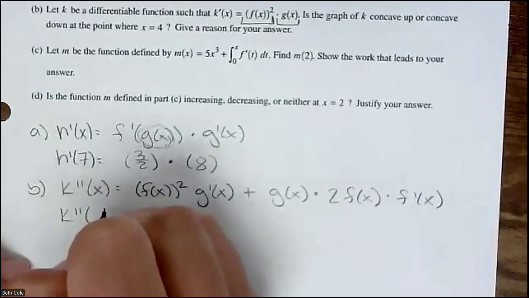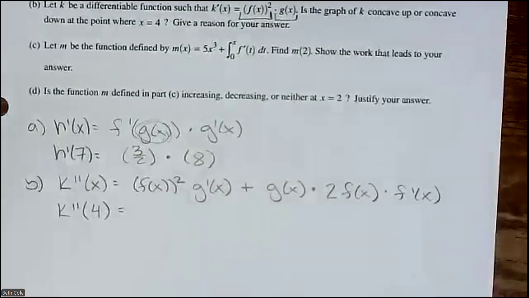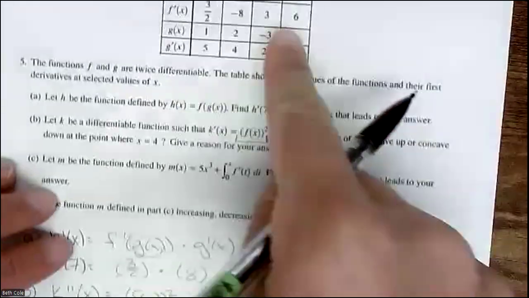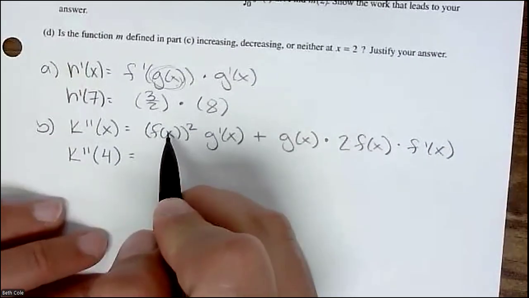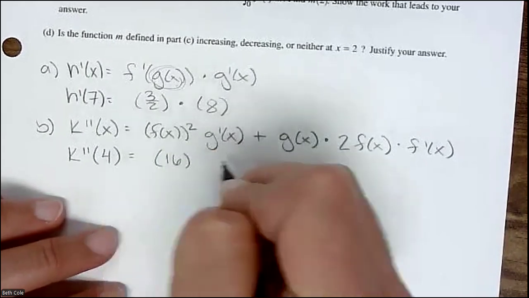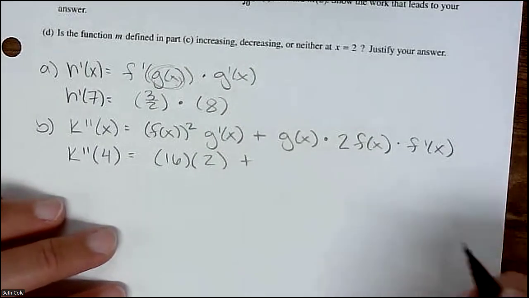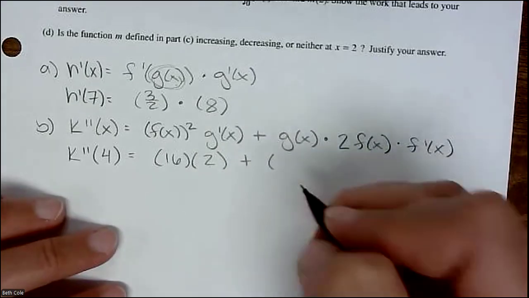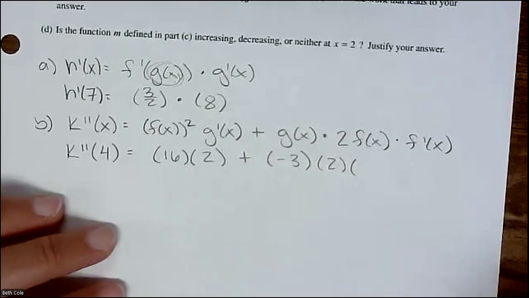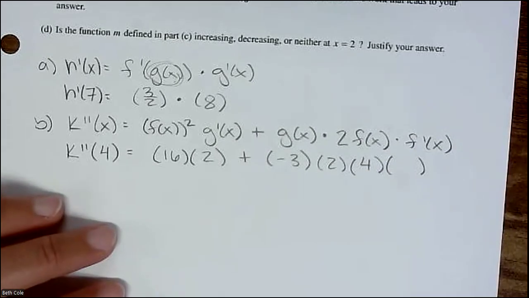Now, what are we plugging into that? At what point are we talking about? 4. Now, scavenger hunt, you're going to just find all those values from the table. I don't want to keep moving my paper up and down. So can you just look at your table here and we'll all stick together? What's f of 4? We just got to find all these. 4. Okay, so 4 squared, 16. All right, g prime of 4 is 2 plus, all right, g of 4, negative 3 times 2. All right, and then f of 4, was that 4? And then f prime of 4 is what?